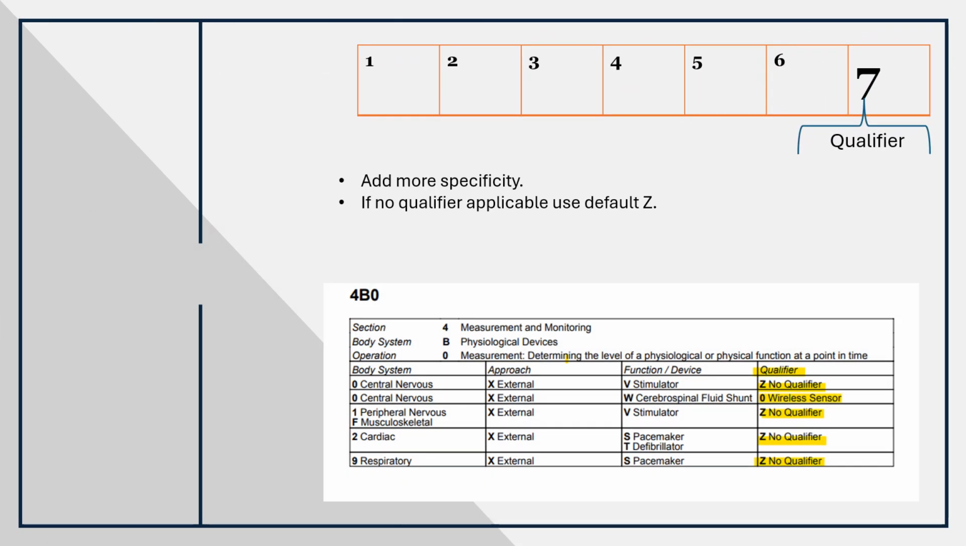And last but not least, the seventh character value, the qualifier. This provides additional information about a procedure so it can further be specified. The qualifier can indicate things like diagnostic versus therapeutic, or specific attributes like the type of tissue transplanted. If no qualifier is applicable, this character is represented by the default character value of V.